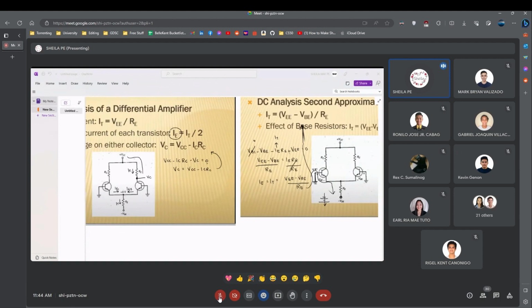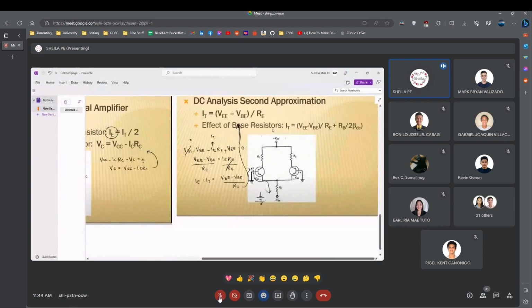Okay. So, in this part, the effect of base resistors. Here, this is the base, this is the collector, this is the emitter. CBE. So, if there is a bias resistor at our base, then this is the formula. But what Miss Kat said is that the base resistor has a very, very minimal effect with regards to the beta, so we can neglect it here.